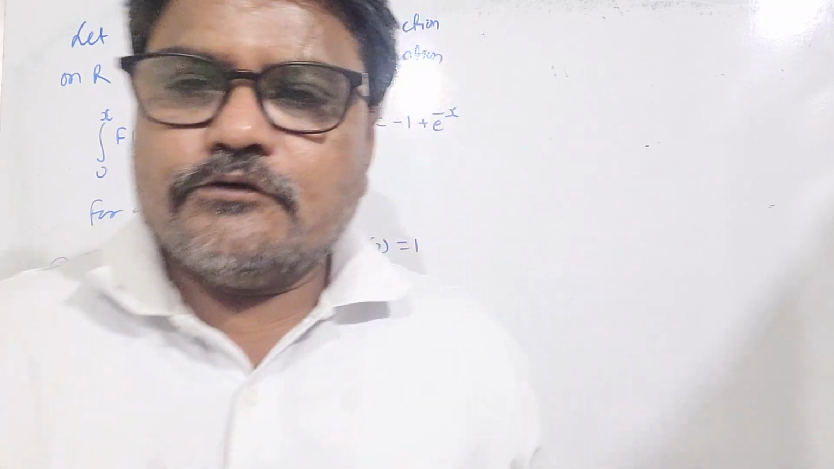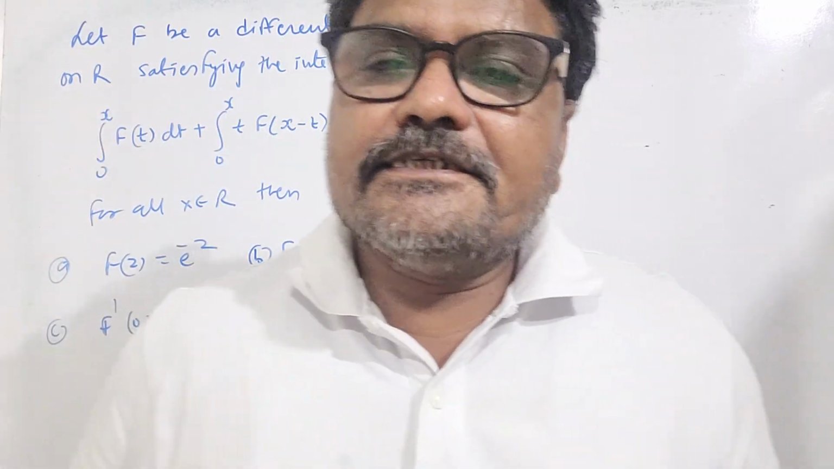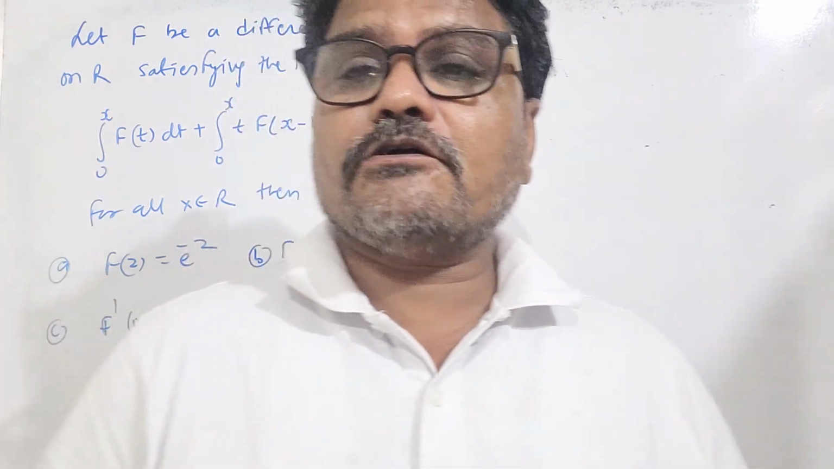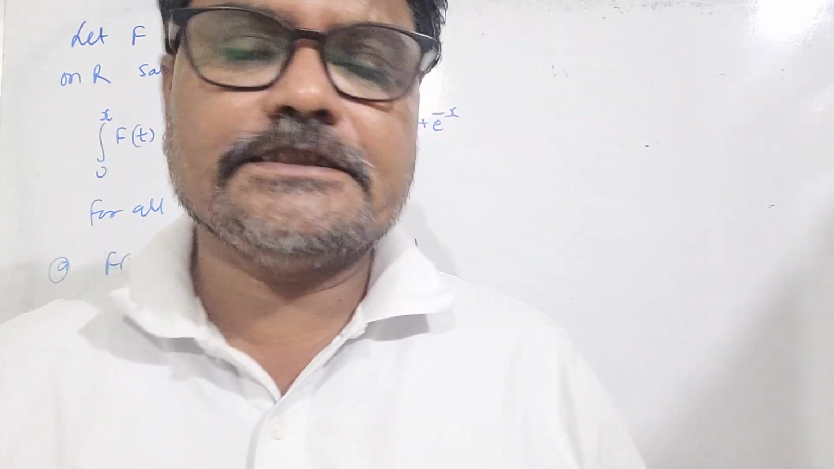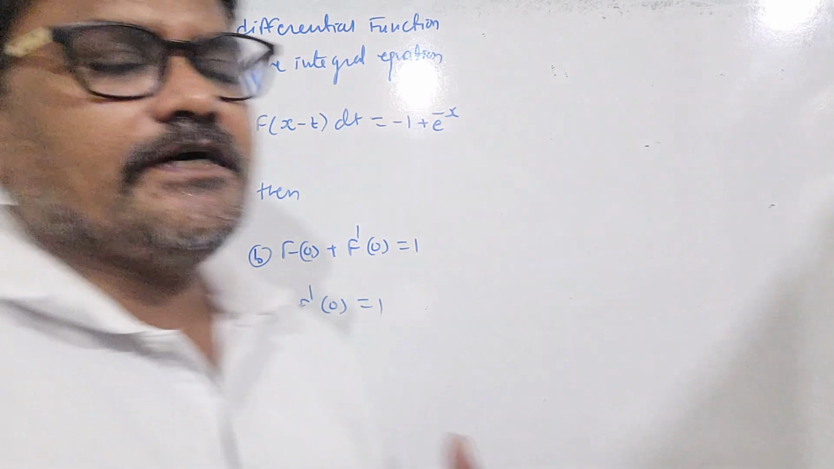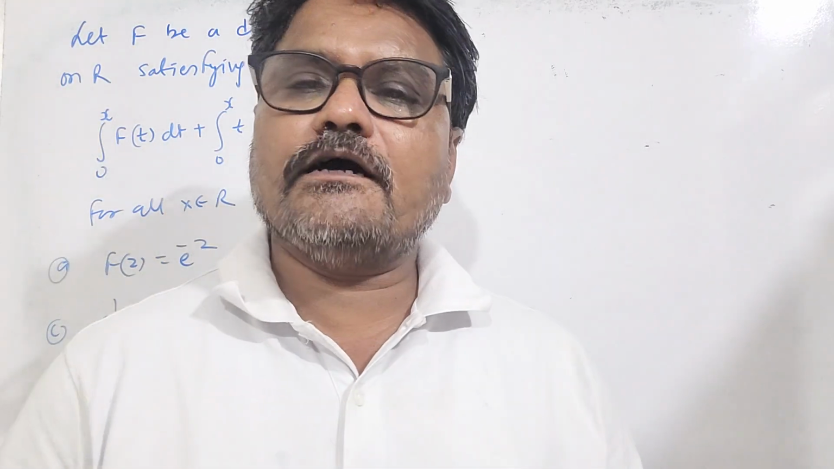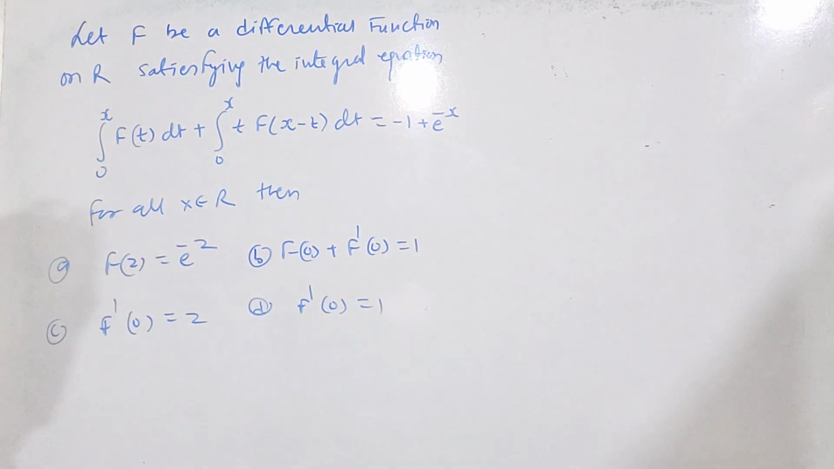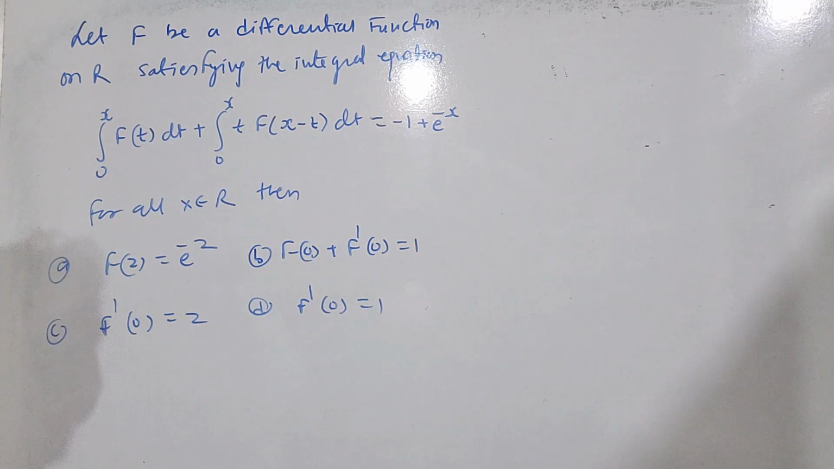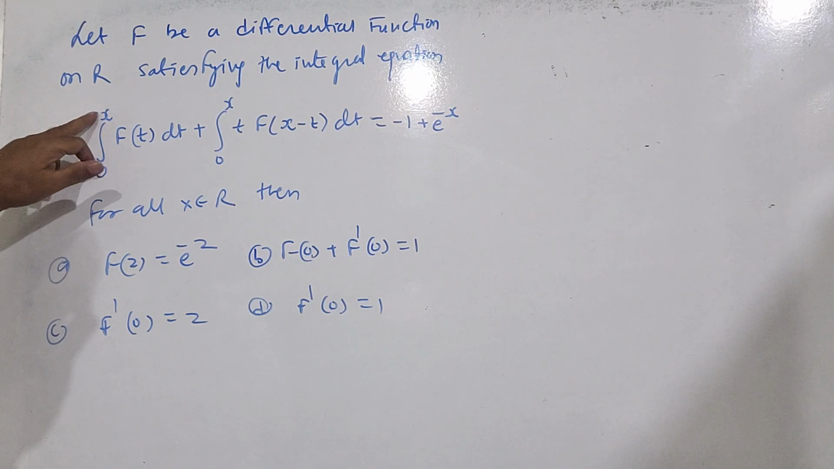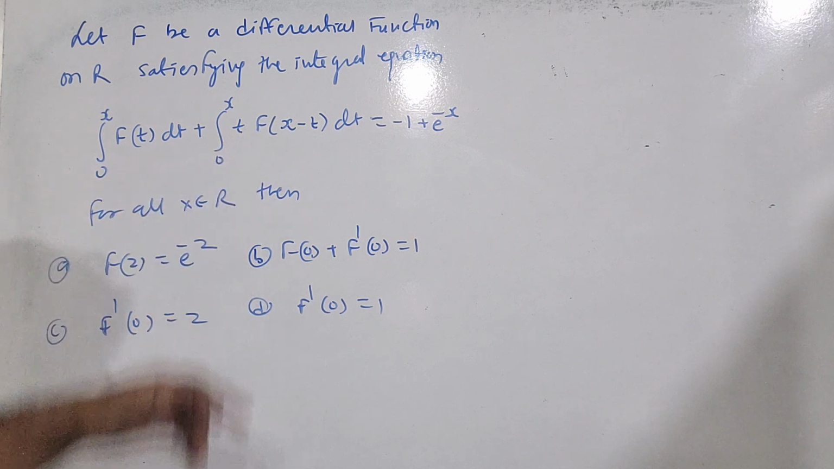Hello everyone. So in this video we will see a very interesting, important question. This is the type of question that is always there in advanced examinations. It is about finding a function first by using the Leibniz formula, followed by a differential equation. Let f be a differentiable function on R satisfying the integral equation: the integration from 0 to x of f(t) dt plus the integration of t into f of (x minus t).